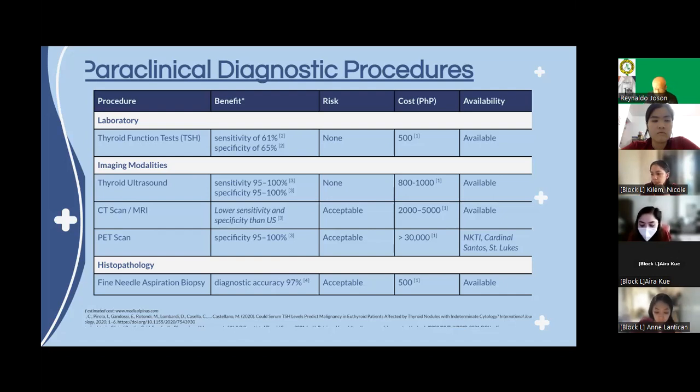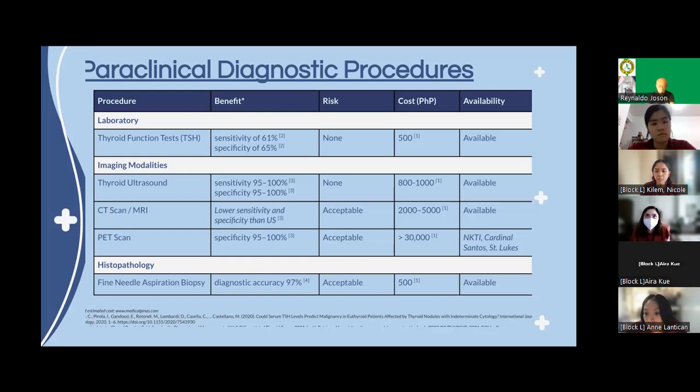And then we have PET scan, positron emission tomogram scan. This is used to screen malignancies when other imaging studies are already negative. So this is the last option when the other imaging modalities are negative. But this is quite expensive. As I've searched in different hospitals, it is available in NKTI, Cardinal and St. Luke's, but the price is more than 30,000 to 50,000 pesos. There are some risks, but acceptable because the benefit will outweigh the risk.